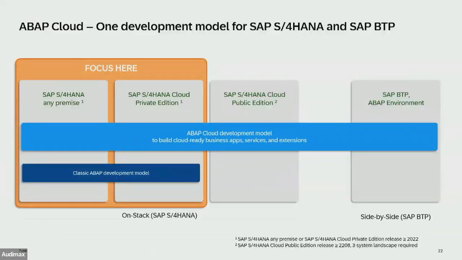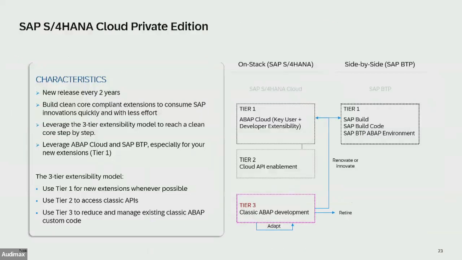Now we step to S/4HANA Private Cloud and on-premise. We focus on S/4HANA Private Cloud again. We speak about on-stack at the moment. So in S/4HANA Private Cloud, you have a new release every 2 years. This has been changed. Second, per se, an S/4HANA Private Cloud is not Clean Core because we have classic custom code in there. Customers can use classic custom code. So it's a journey to get to a Clean Core.